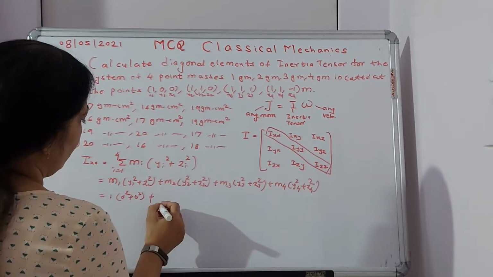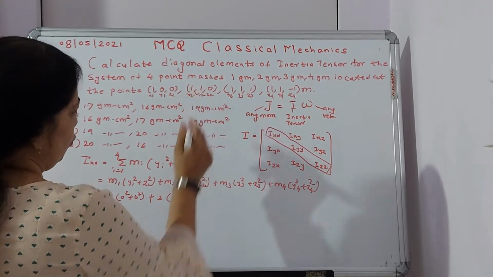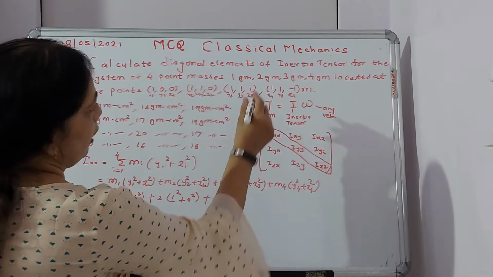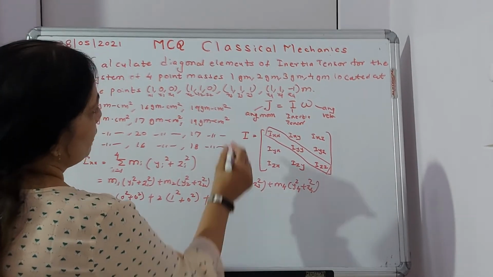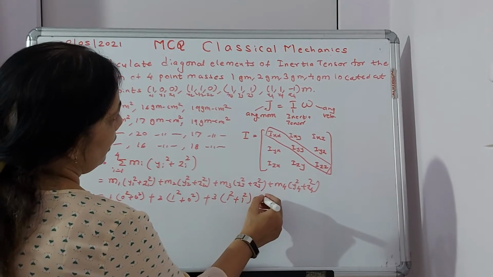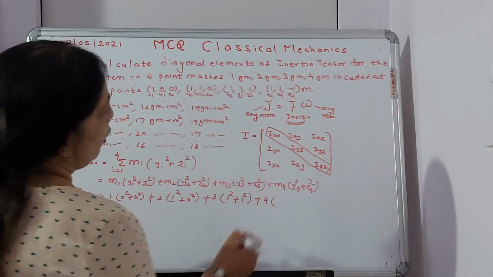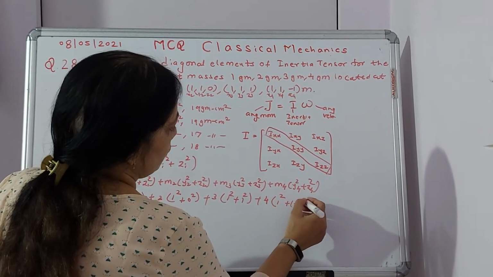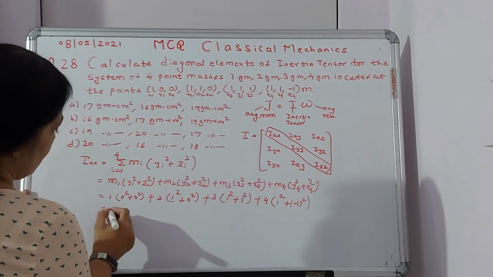How much is m2? m2 is 2. How much is y2? y2 is 1 square. How much is z2? 0. Plus m3. How much is m3? 3. How much is y3? 1 square. How much is z3? Again 1 square. How much is m4? 4. How much is y4? It's 1 square. How much is z4? Minus 1 square. Right?